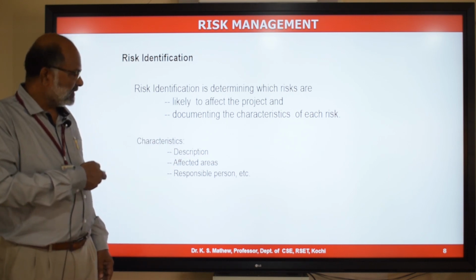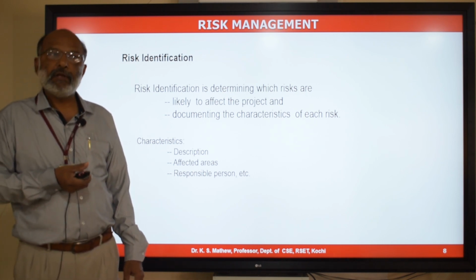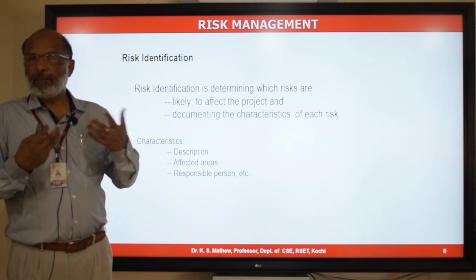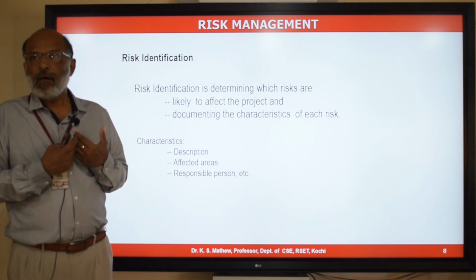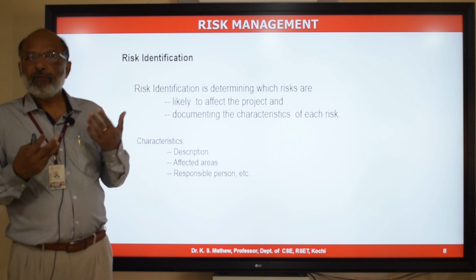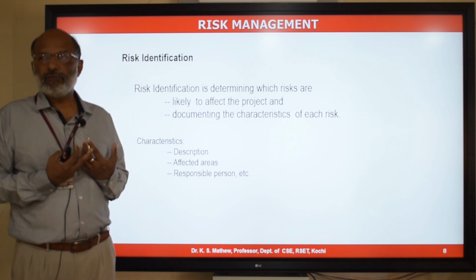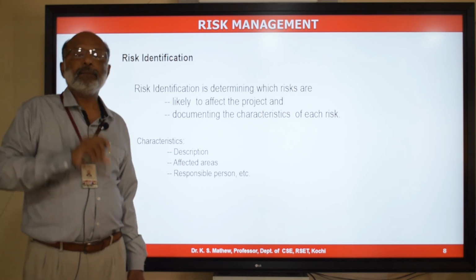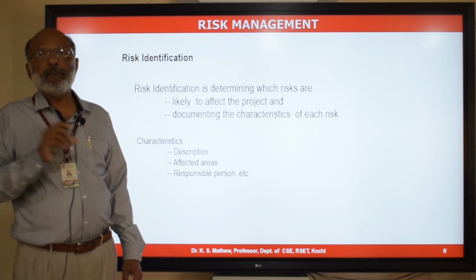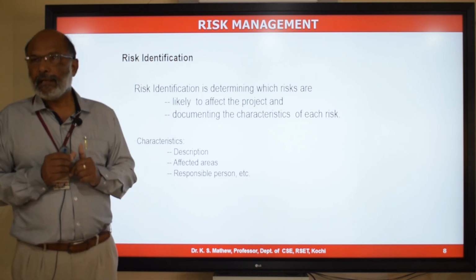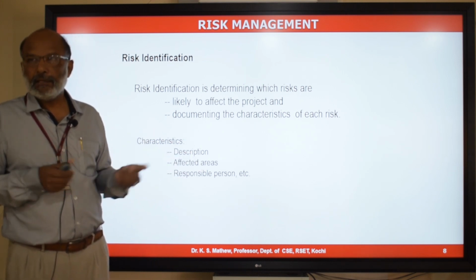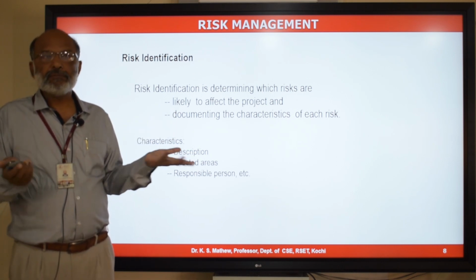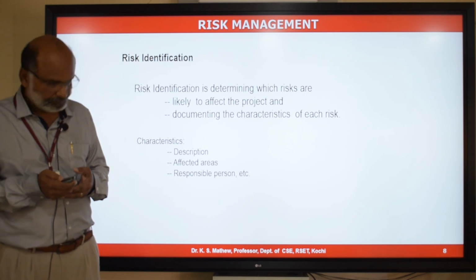You will also document which areas the risk is going to have an impact on, like whether the risk is going to have an impact on your schedule, on the budget, on the quality of your product, or on the resources. So there will be different areas which will get affected because of a risk. That will be identified in the affected areas, and you will also assign a person called a risk owner who is responsible for taking action to mitigate or eliminate the risk in the project. So that is what is done in risk identification. The output from this process is a risk register.